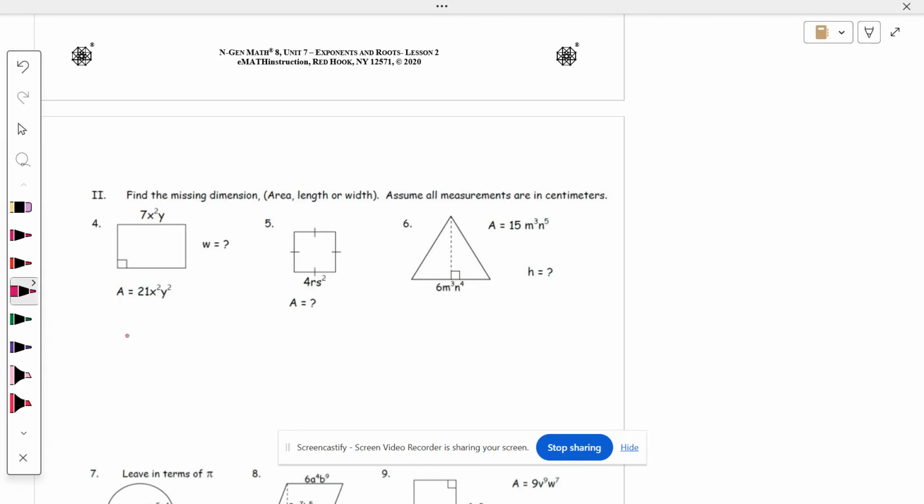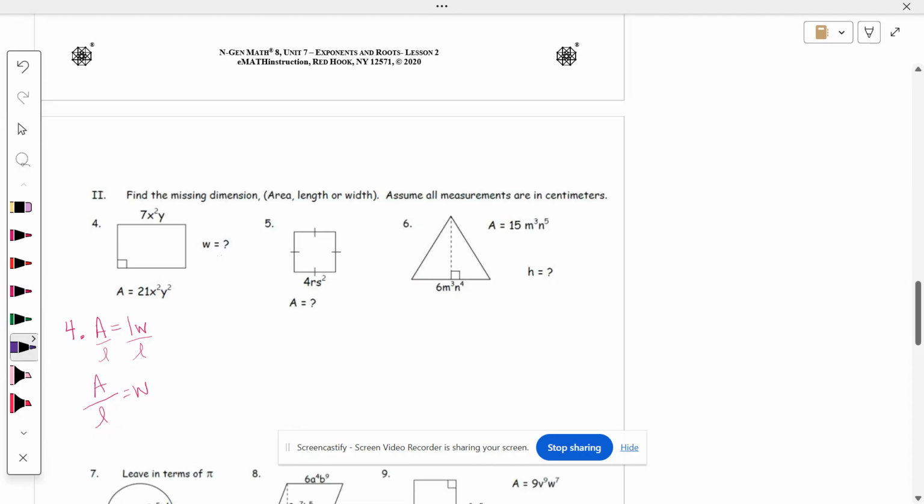So for example, number 4. This is a rectangle. And remember that the area of a rectangle equals the length times the width. If you know the area and you're trying to find the width, if I divide both sides by L, the area divided by the length is going to give me the width. That's what it's asking you to do here.